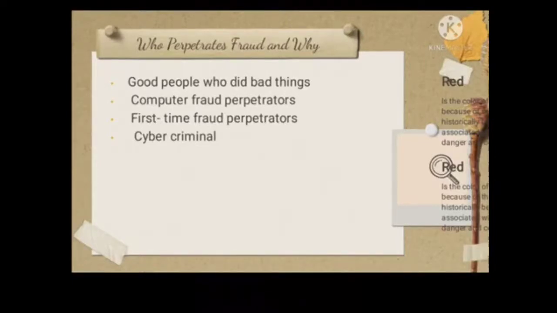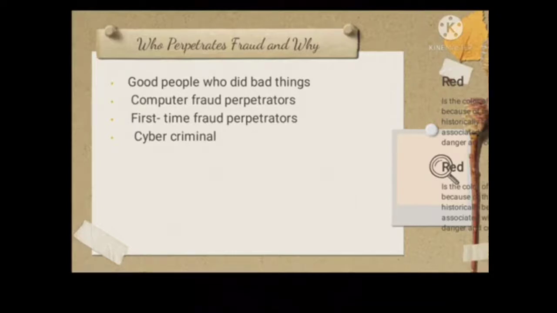So next is the first-time fraud perpetrator. They are the ones that are not caught, or the ones that are caught but not prosecuted. But they move from being unintentional fraudsters to serial fraudsters.